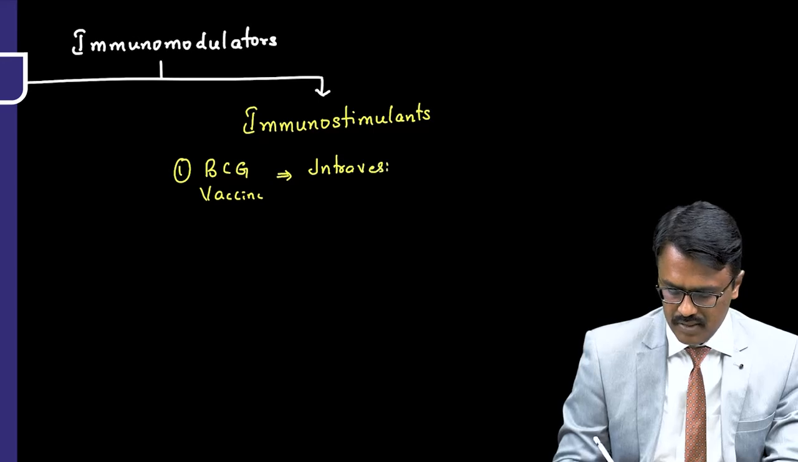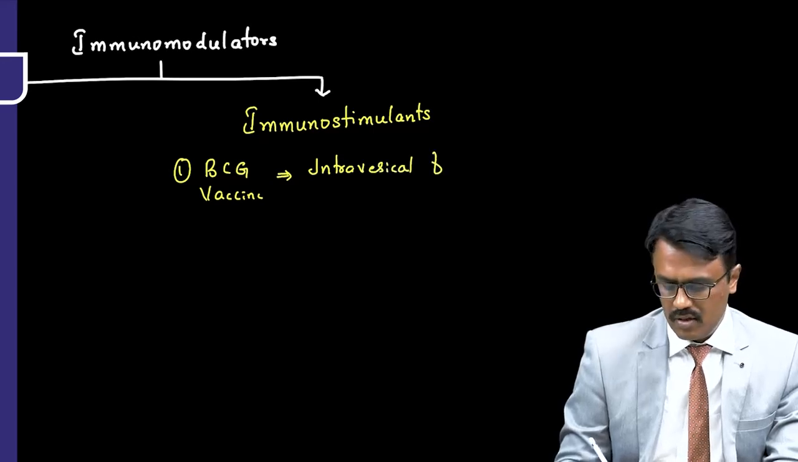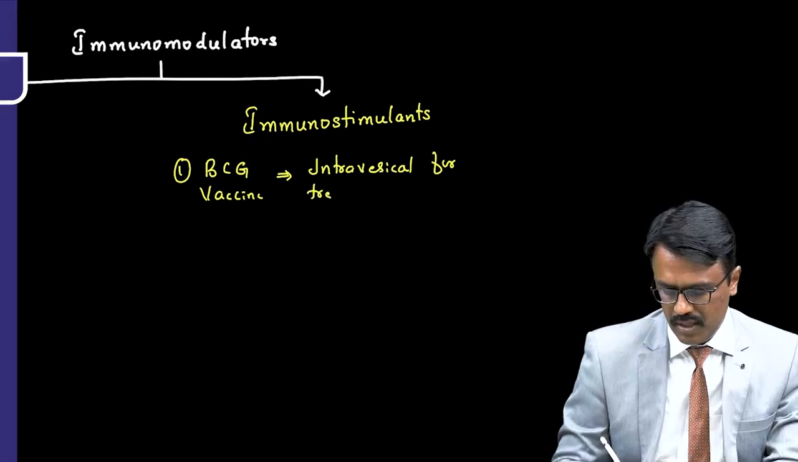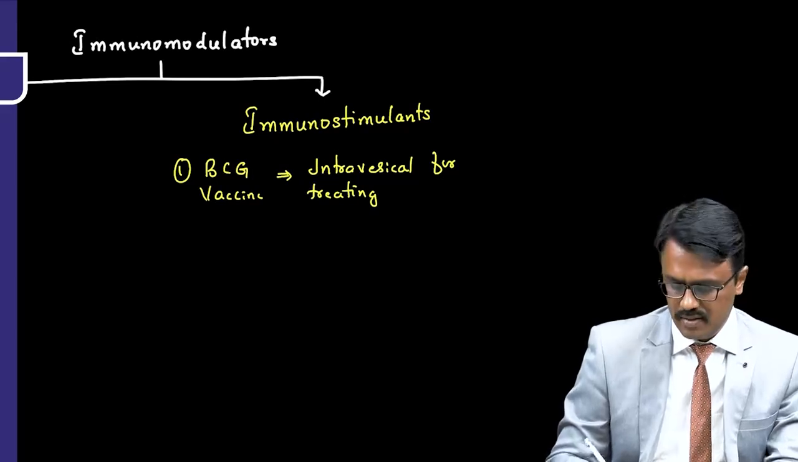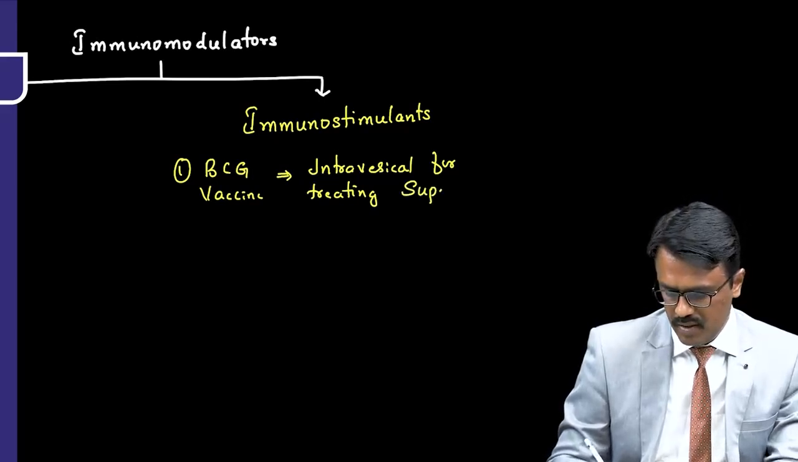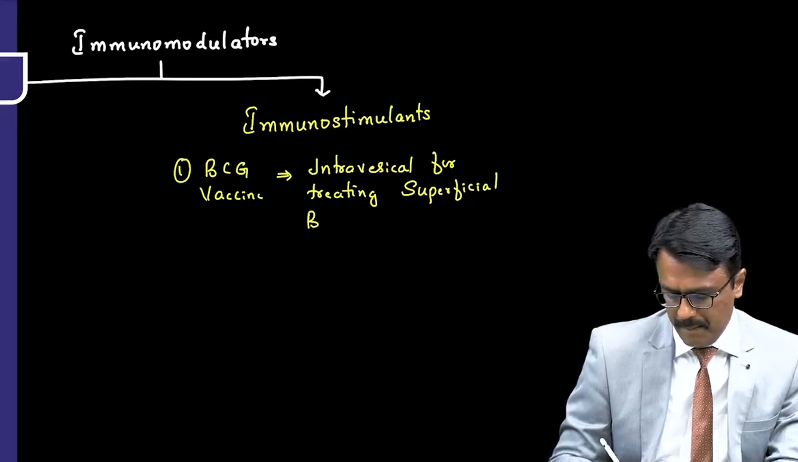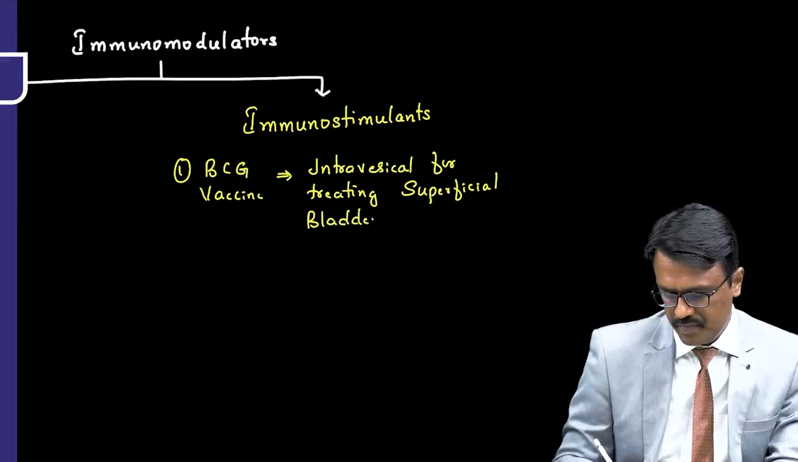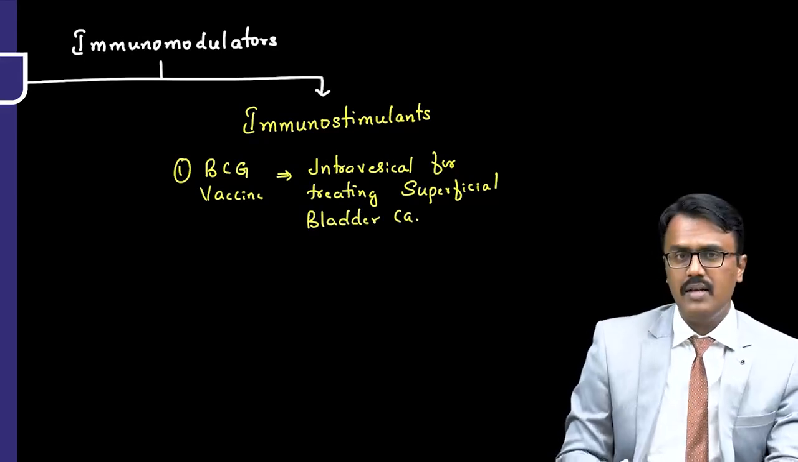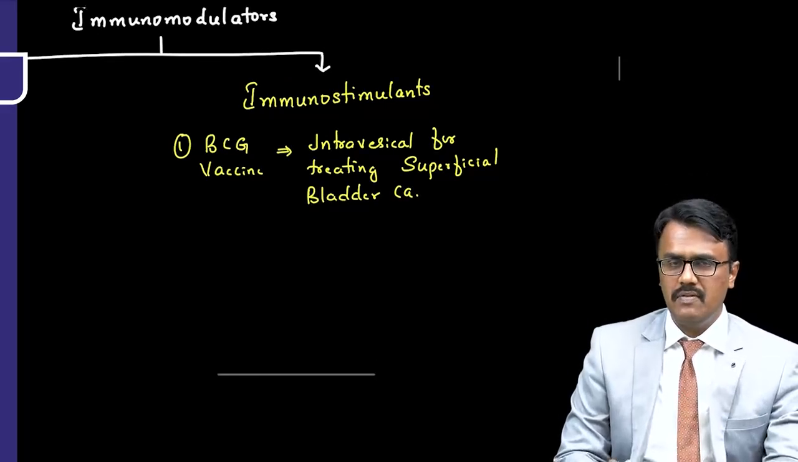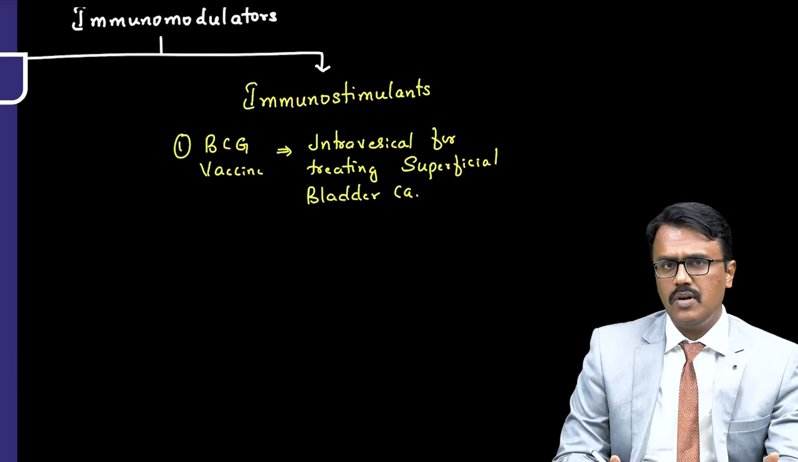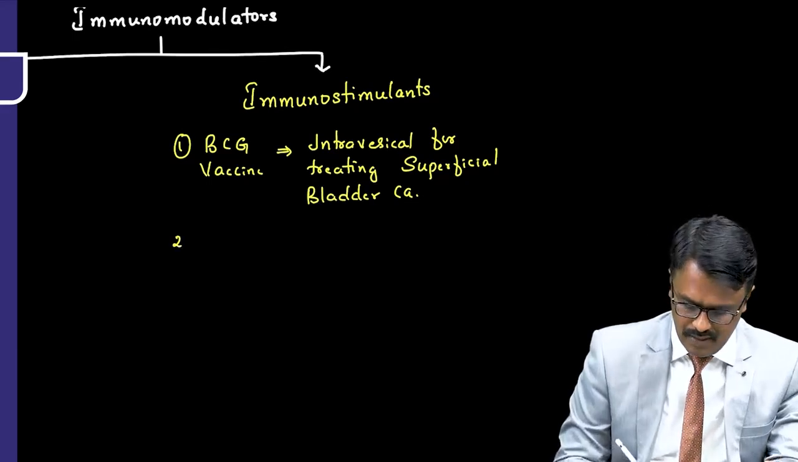It is given intravesical for treating what? For treating superficial bladder cancer. So it is given locally as an intravesical therapy, BCG vaccine. It mounts an immune response to kill the cancer cell.